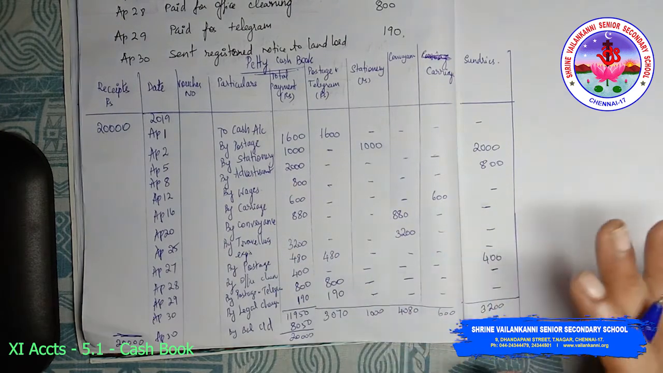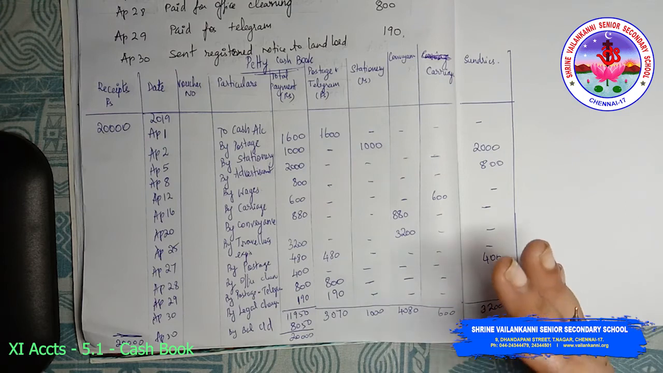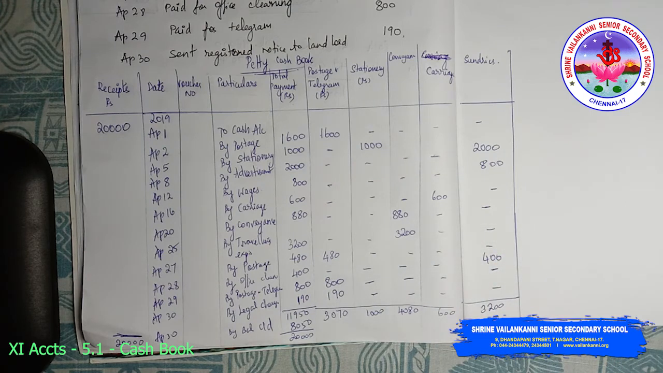So we have completed the cash book chapter. The next chapter that I am going to take will be special purpose books, that is the purchase book, sales book, all those things we will be covering in the next class.